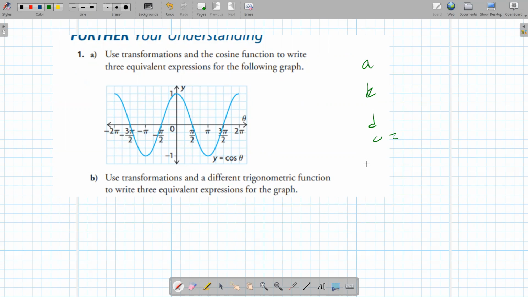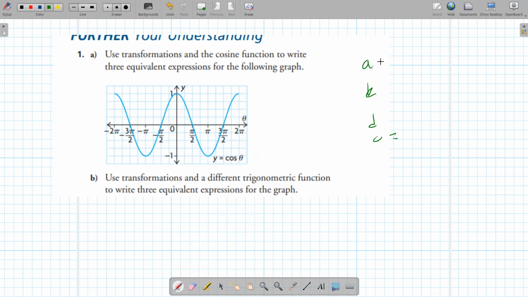Wait, I thought this one is just asking you to write different ones, no? Yeah, it says use transformation, so it'll be something like 3 cosine x minus pi over 2 or something. Something along those lines. Okay.